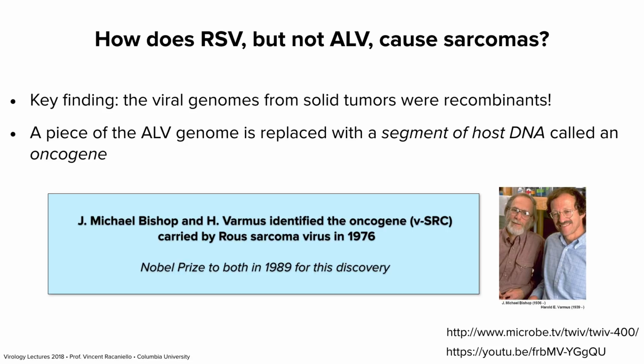And what happens, as you will see in a moment, is that avian leukosis viruses, which cause leukemia, somehow pick up a piece of cellular DNA, and that now makes them able to cause sarcomas. And Rouse sarcoma virus is one such virus. It's an avian leukosis virus that's picked up a segment of cell DNA. And these segments were called oncogenes because in the virus, they give rise to transformation.